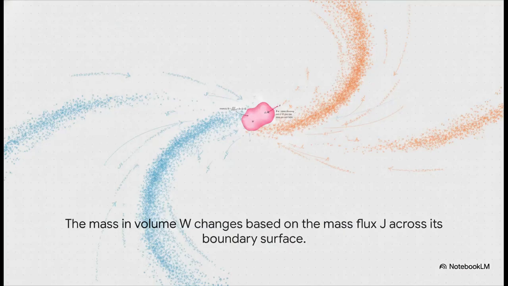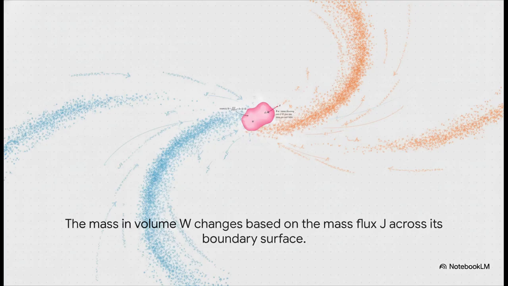This diagram from the book shows the idea perfectly. If you've got some amount of stuff inside this volume W, the only way that amount can change is if stuff flows across its boundary surface, which is J here. It's just a fundamental law of conservation. If more flows out than in, the total amount inside has to drop.